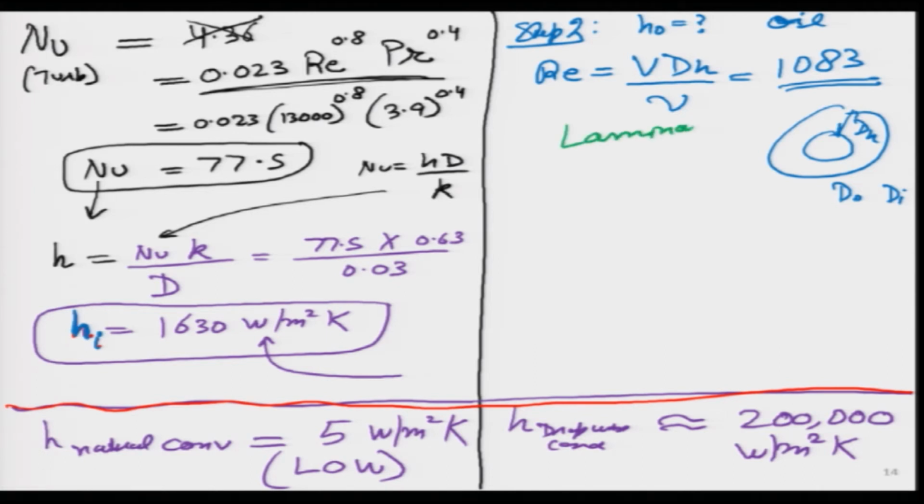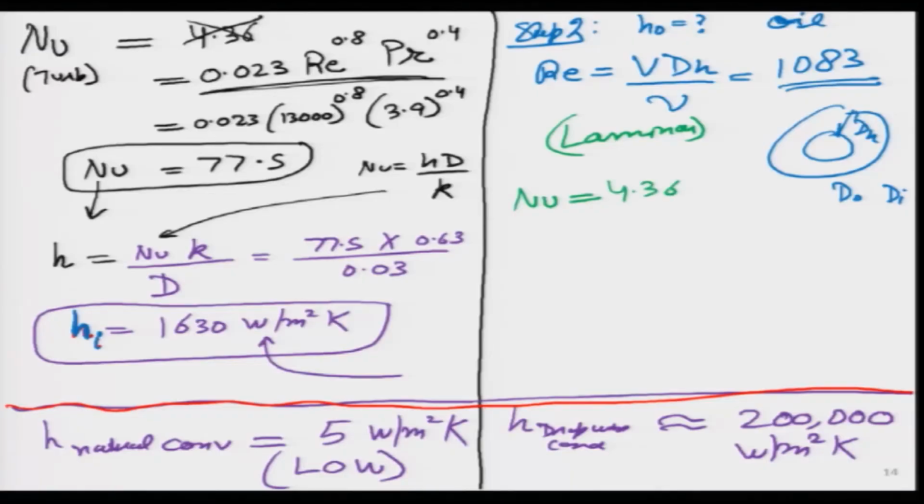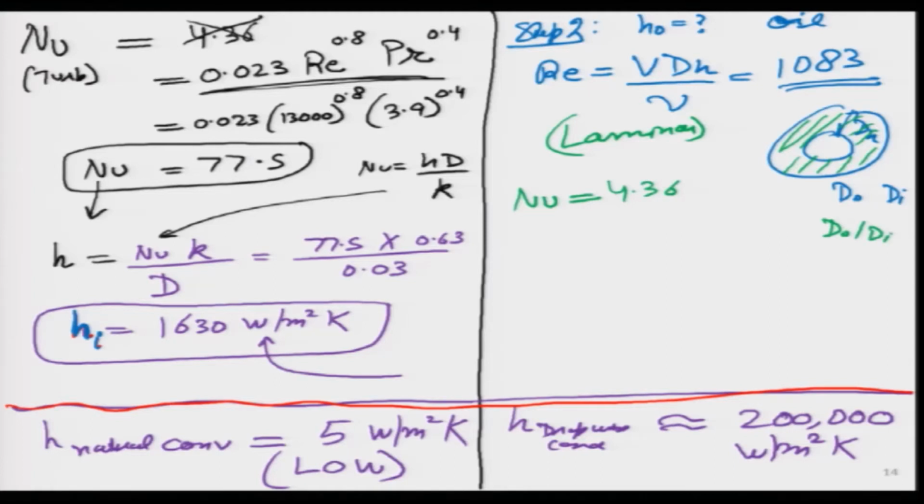So, again we can look up some particular tables. If the flow was laminar and it was a circular pipe, we could have clearly written 4.36, but because the flow is inside the annular region, I have to look up a certain table. So, I have to look at some table inside any standard reference book, which gives the value of Nu as a function of this particular ratio.